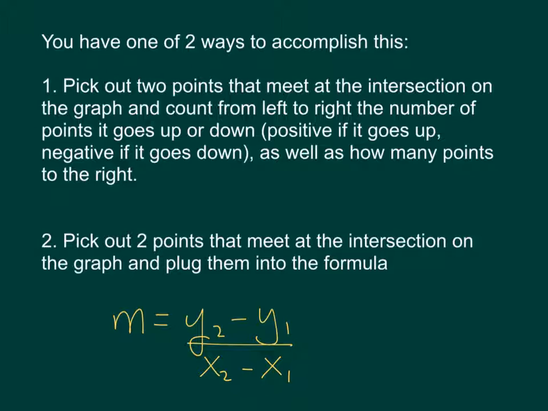Or you can pick out 2 points that meet at the intersection, or the crosshairs, on the graph and plug them into the formula, m equals y2 minus y1 over x2 minus x1.